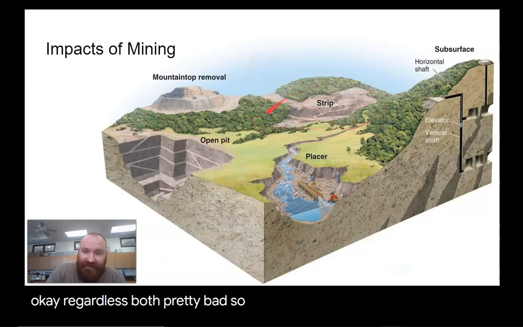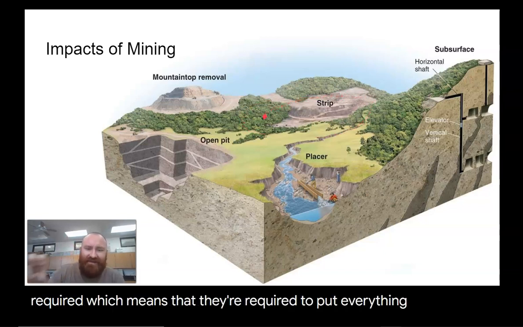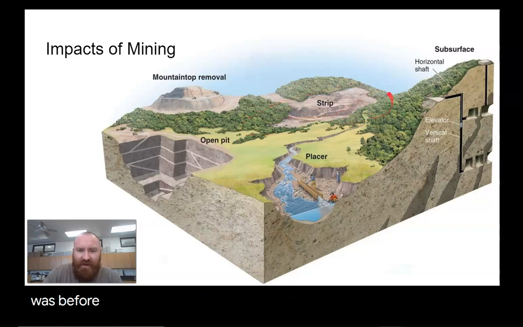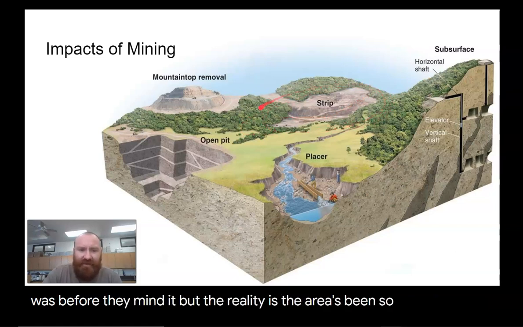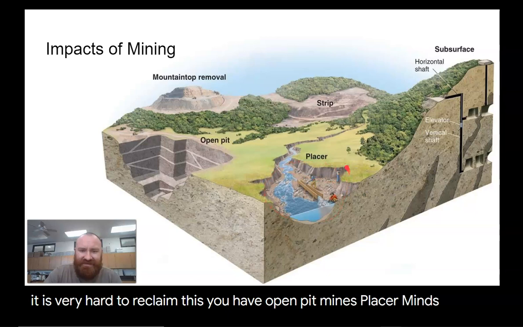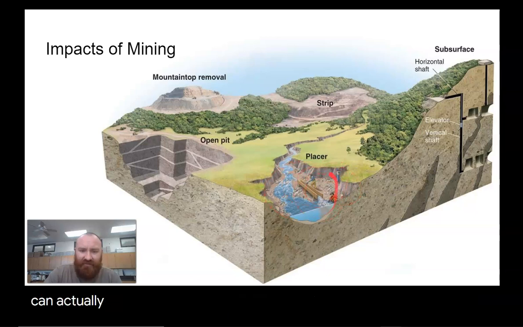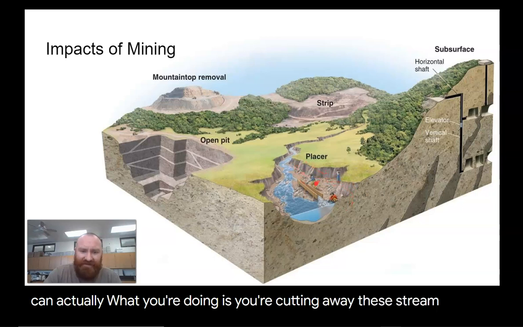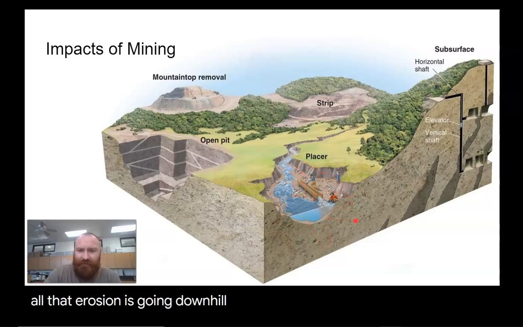So these areas do have reclamation required, which means that they're required to put everything back as it was before they mined it. But the reality is the area has been so disturbed that it is very hard to reclaim. You have open pit mines, placer mines. These can actually lead to a great deal of erosion because what you're doing is you're cutting away these stream banks and all that erosion is going downhill.